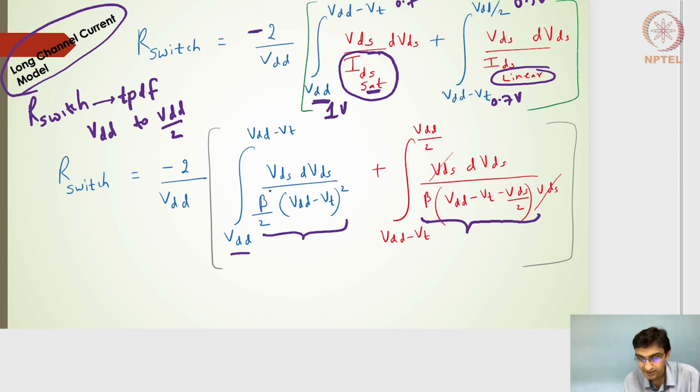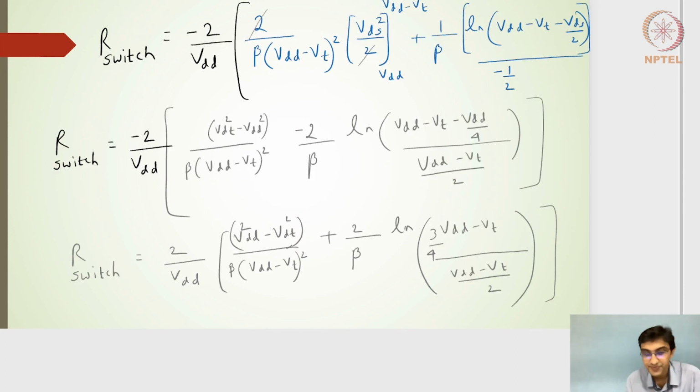Here, this is all constant. The denominator parameter is all constant. We can easily take it out. So the integral of VDS with respect to dVDS will be nothing but VDS square by 2. And here, there is a term of VDS in the denominator. So the integral of this will be nothing but the log. Moving ahead, the R switching, if I further solve this.